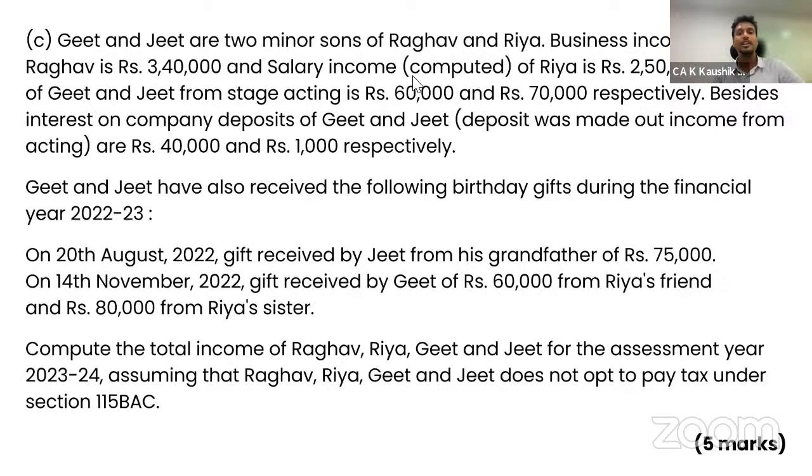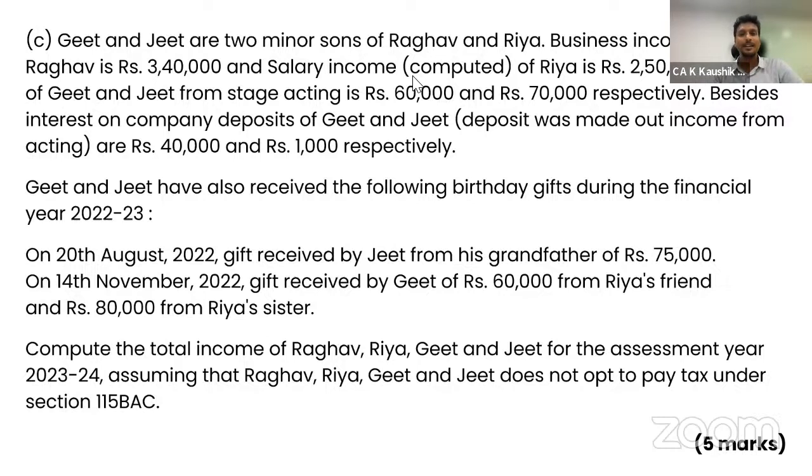On 14th November 2022, a gift was received by Geet of rupees 60,000 from Riya's friend and rupees 80,000 from Riya's sister. So you'll have to look at who is a relative and who is not. Riya's friend is not a relative. Riya's sister is a relative, so 80,000 is not taxable. 60,000 is taxable because it is more than 50,000. Up to 50,000 gift can be received, and it will be clubbed in the hands of the parent whose income is higher. Compute the total income of Raghav, Riya, Geet and Jeet for the assessment year 23-24, assuming that Raghav, Riya, Geet and Jeet do not opt to pay tax under section 115 BAC.